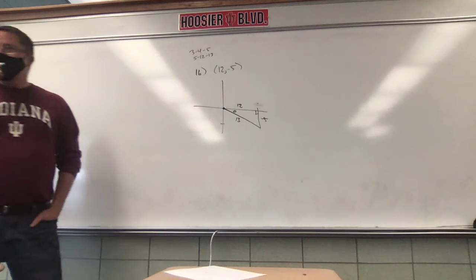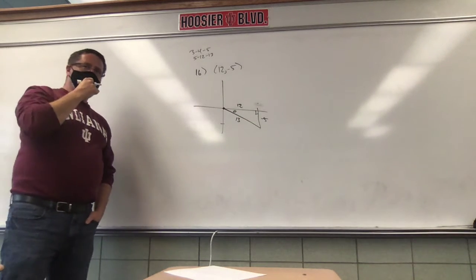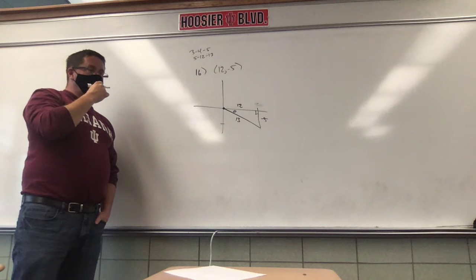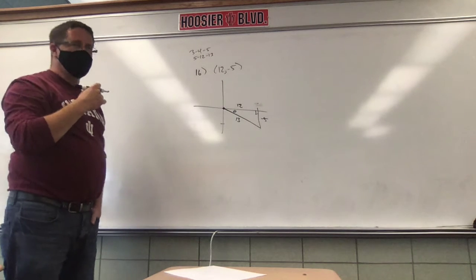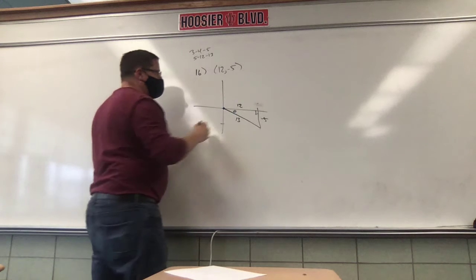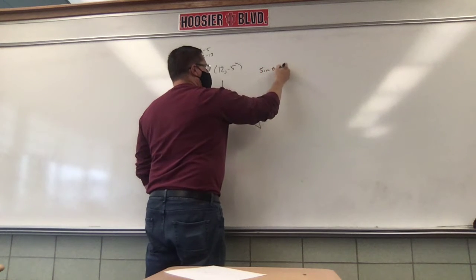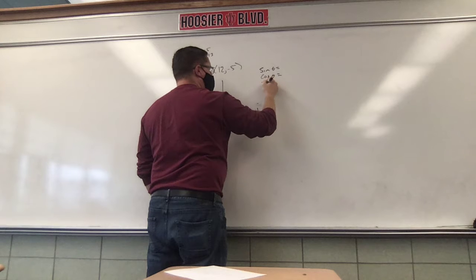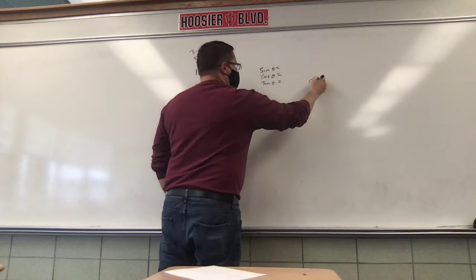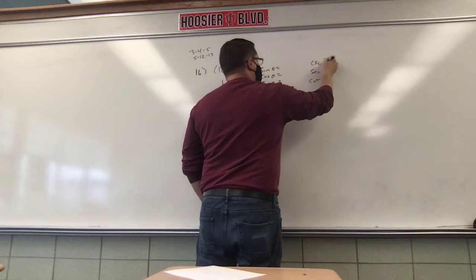And remember, the hypotenuse is always positive. It's always positive, okay? And again, if you don't remember 5, 12, 13, use the Pythagorean theorem. You'll find out that it's 13. Hypotenuse is always positive. So, sine of the angle, cosine, and tangent of the angle, cotangent, secant, and cosecant.